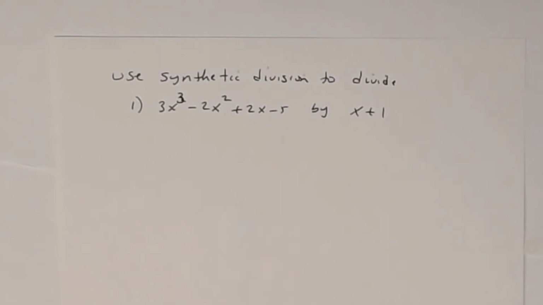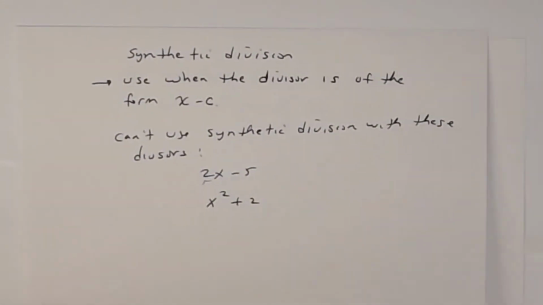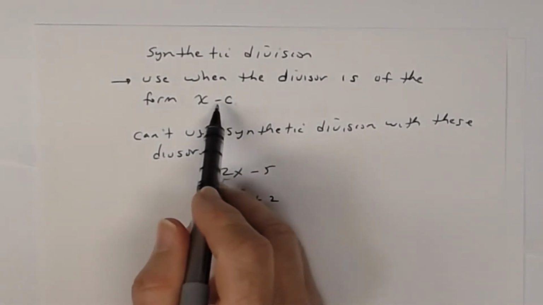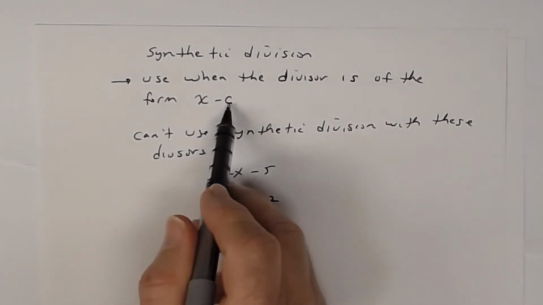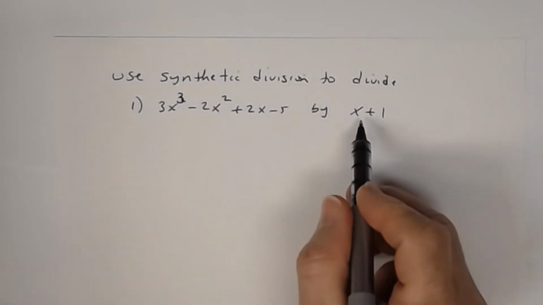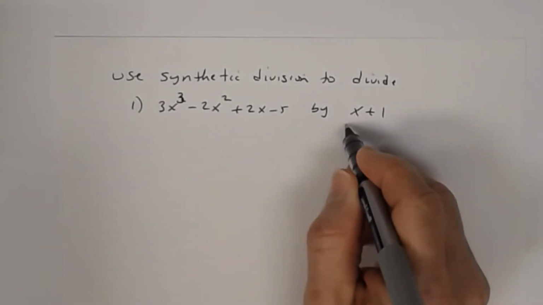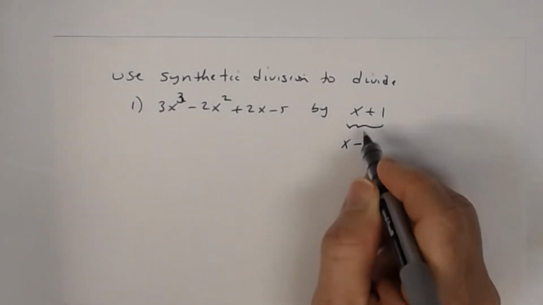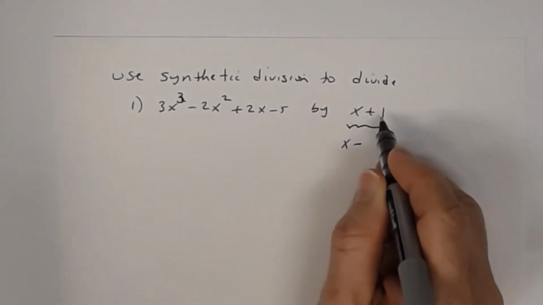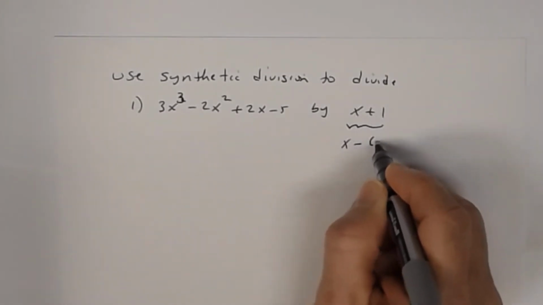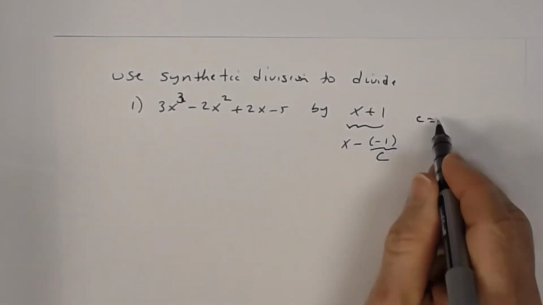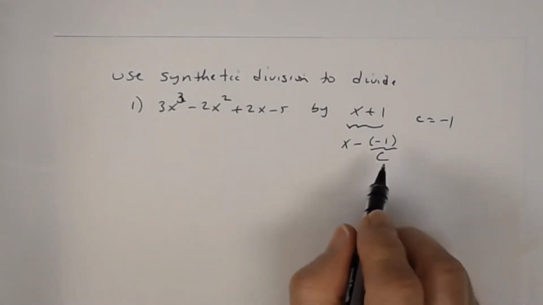Now, one thing that you have to remember: when we go back to our first statement, it must be of the form x minus c. This is x plus 1. So it's important that you remember to rewrite this as x minus, so you change addition to subtraction. So x plus 1 is the same thing as saying x minus a -1. And this is your c. So c here is -1, not +1, -1.